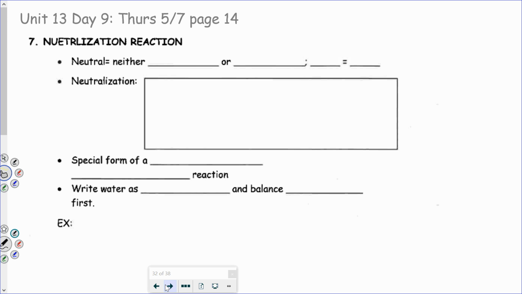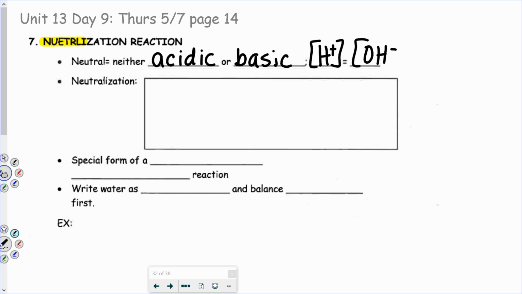So as I said, we're going to focus on something called a neutralization reaction. And you'll notice in the word neutralization is the word neutral. And if you recall from when we were talking about pH, something that is neutral is neither acidic or basic. So it's not an acid and it's not a base. And what that indicates is that my concentration of hydrogen ion is equal to the concentration of hydroxide ion. I don't have more of one than the other.